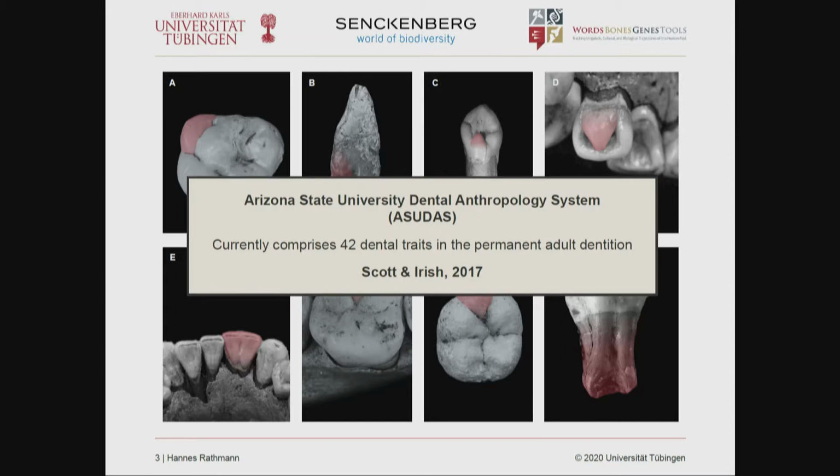These traits can be collected with the Arizona State University Dental Anthropology System, or in short, ASUDAS, which allows for a standardized scoring and data collection procedure. The system currently comprises a set of 42 dental traits that can be observed in the permanent adult dentition.